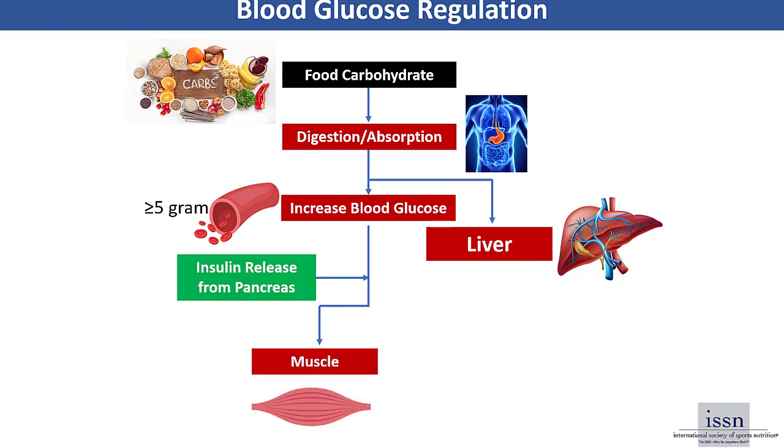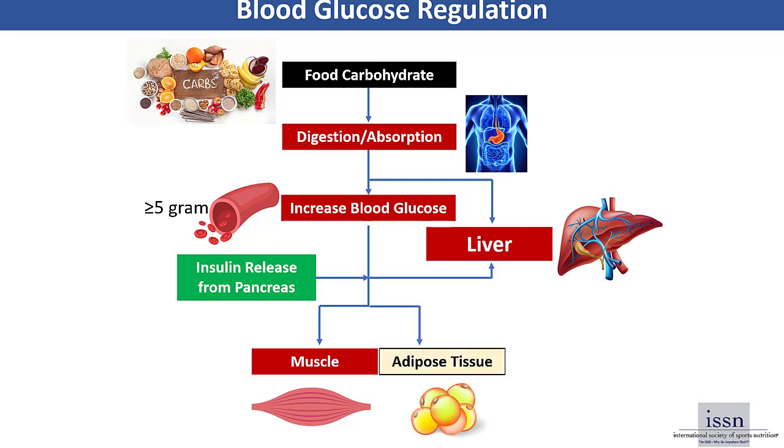As blood glucose levels increase, insulin is released from the pancreas, and insulin will promote the uptake of glucose into muscle as well as into adipose tissue. Meanwhile, insulin will promote the storage of glucose in the liver in the form of glycogen. The muscle has a capacity to store about 300 to 400 grams of glucose as glycogen. The liver has a capacity to store about 75 to 100 grams of glucose in the form of glycogen.